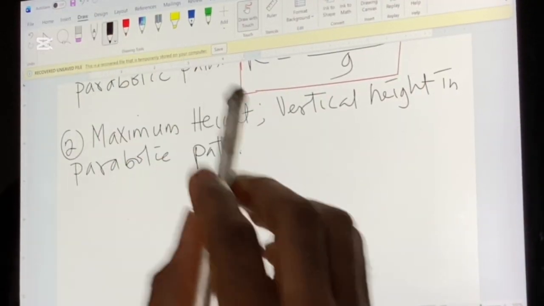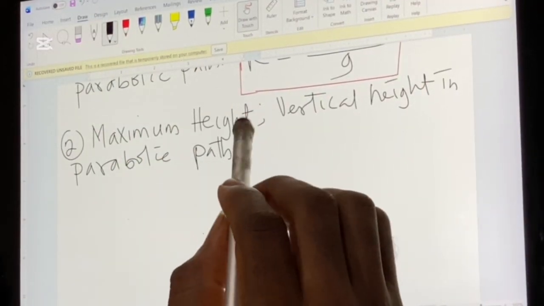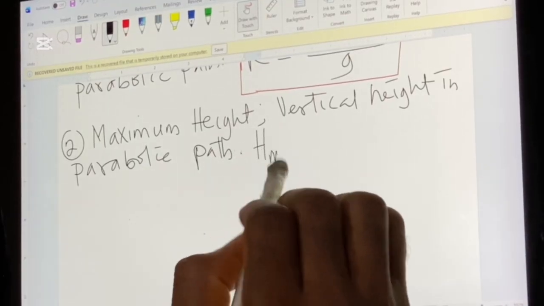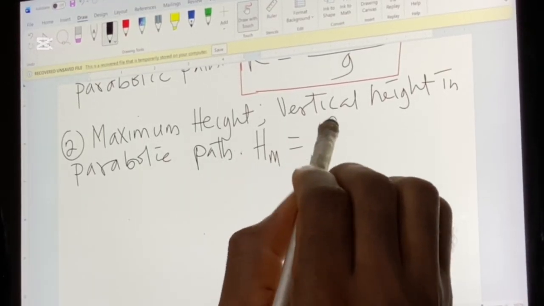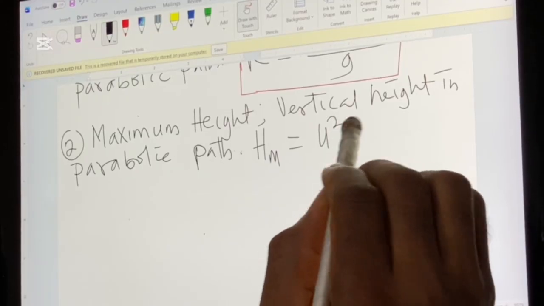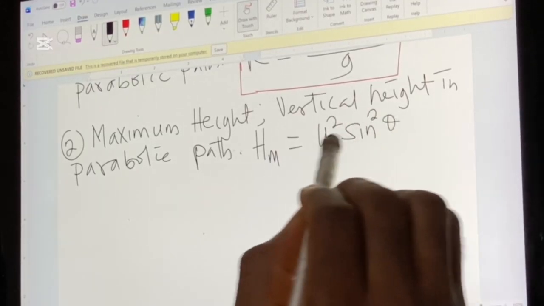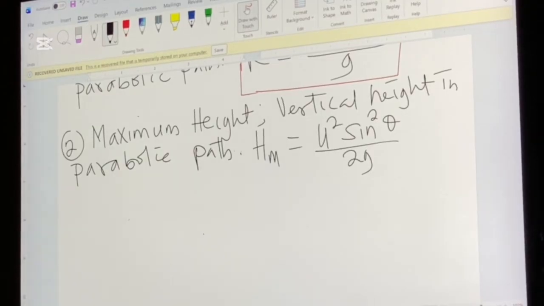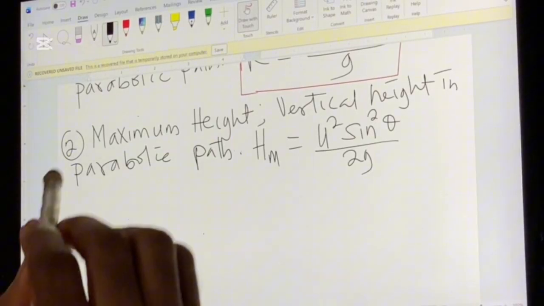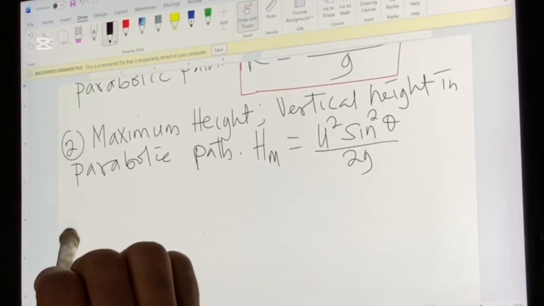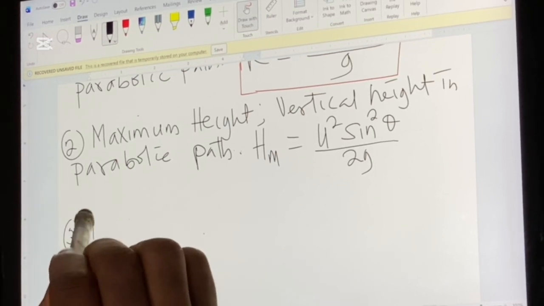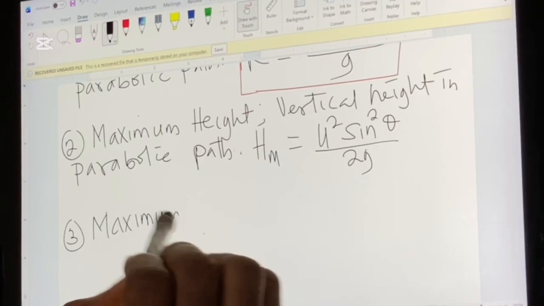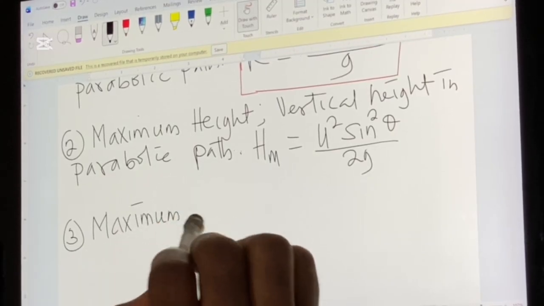So let's take the mathematical representation here. That is H max is equal to u squared sine squared theta over 2g. Please take note. So the next one, the third one here, class, is maximum time.